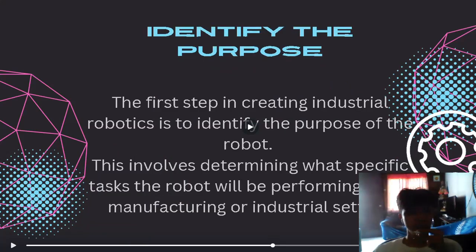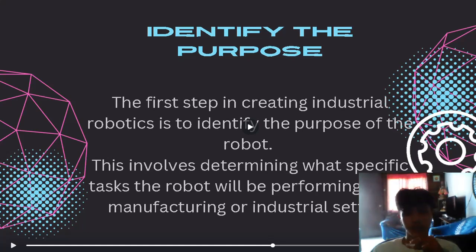The first one is identify the purpose. Identifying the purpose is the first step in industrial robotics. This involves determining what specific tasks the robot will be performing in a manufacturing or industrial setting. Identifying the purpose of something means recognizing why it exists or is being used.